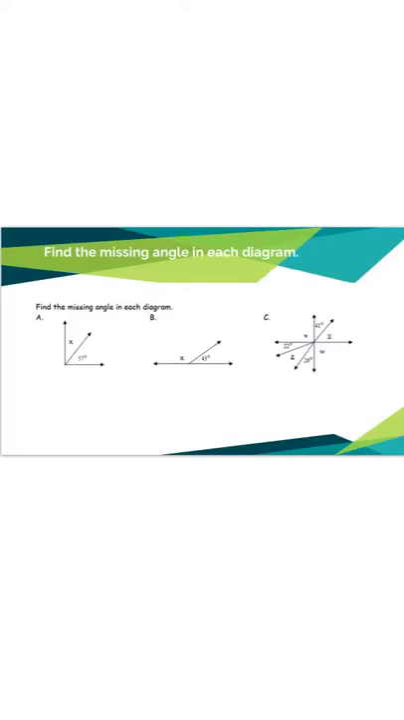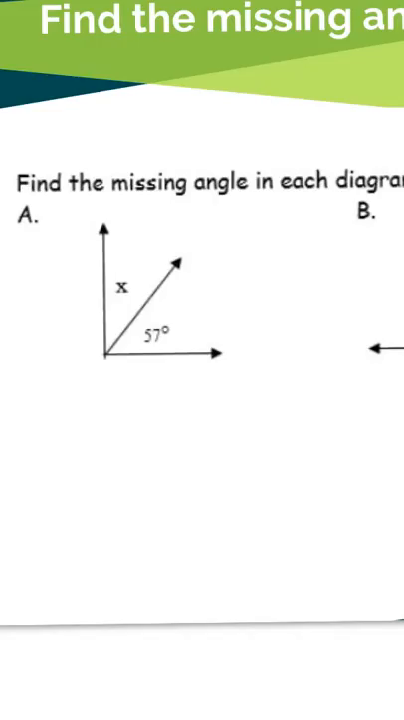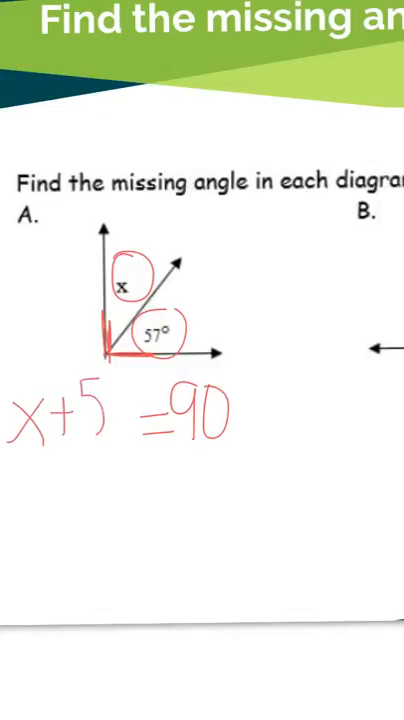Now we're going to try to find the missing angle in each diagram. In A, you have a right angle, so we know that it adds up to 90 degrees. Then you have X and 57 degrees. You add the two of them together and they should equal 90 degrees. So X plus 57 equals 90 would be your equation.